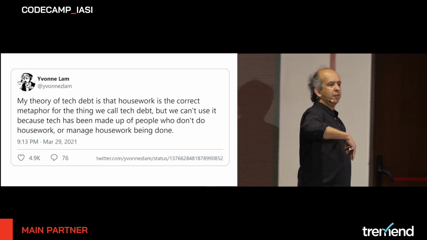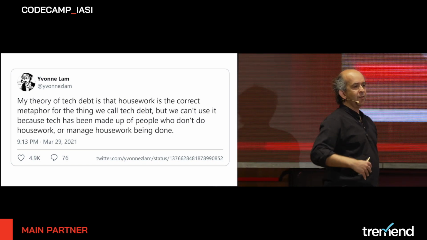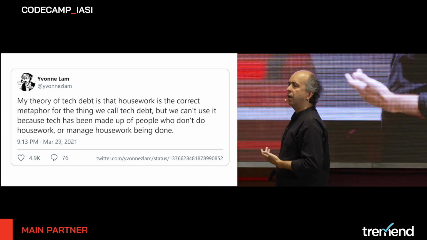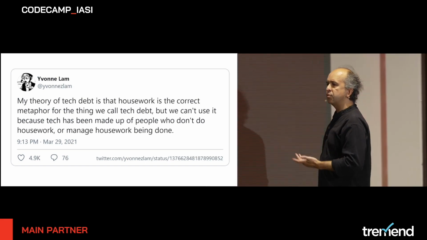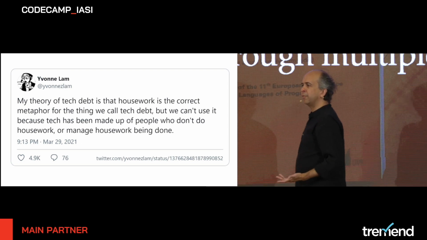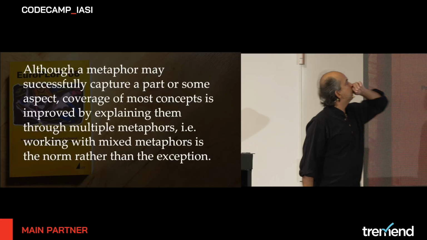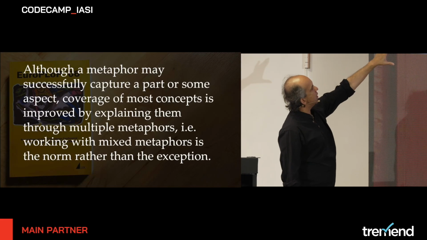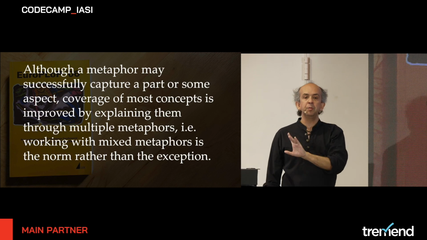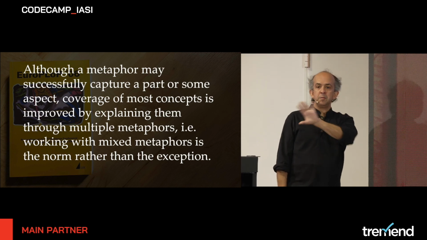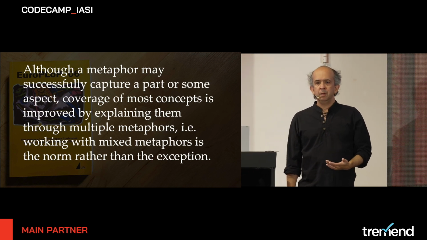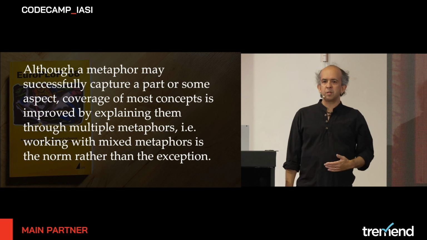But what we also discover is that we cannot say that there is a true thing. There is a quote from Emile Chartier: there is nothing more dangerous than an idea when you have only one idea. Okay, it's a good rule for life. But here's a point. We observe, although a metaphor may successfully capture a part or some aspect, coverage of most concepts is improved by explaining them through multiple metaphors. Sometimes you need more than one point of view because it's an approximate mapping, it's not a perfect mapping. You may need it for a different audience.